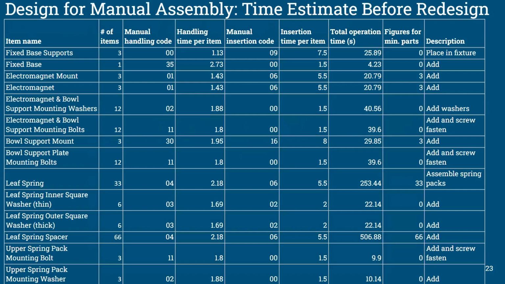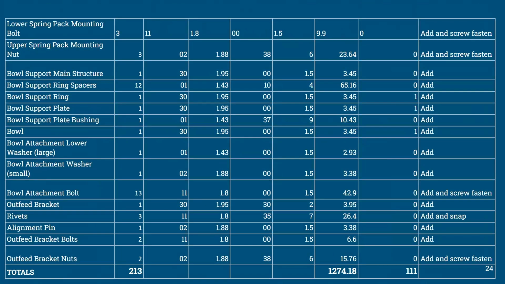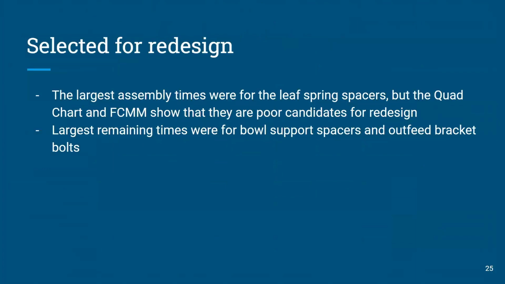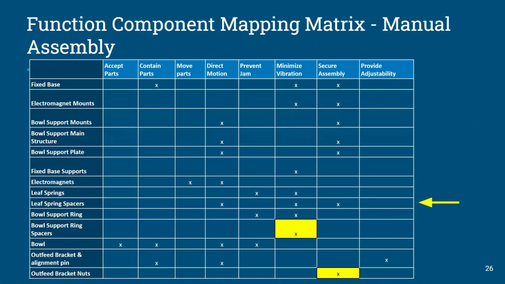And next I will talk about design for manual assembly. Shown here is the design for manual assembly time estimate table. And here's the second part. The time estimate before redesign is 1,274 seconds. The largest assembly times were for the bolt support ring spacers, but looking at the quad chart and FCAMM, these are poor candidates for redesign. The largest remaining times were the bolt support spacers and outfeed bracket bolts.